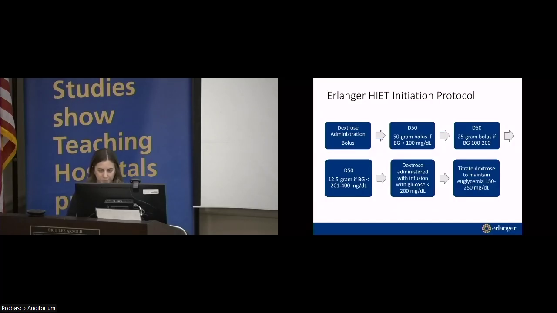So you can give a bolus, and then it's more specified in our protocol as you select down. But we do 50 gram and 25 gram or 12.5 gram boluses of dextrose. Typically when we do the infusions, it's D50 to D20. And our goal is to maintain euglycemia at 150 to 250 when they're on this therapy specifically.